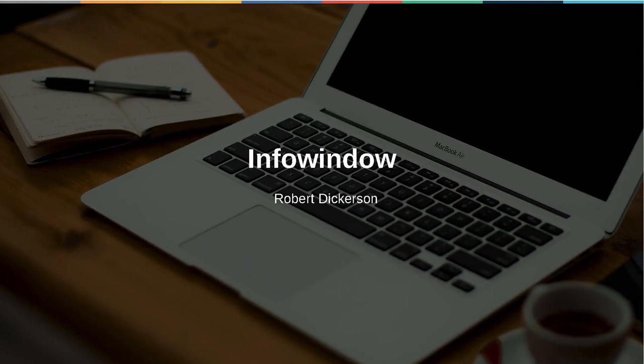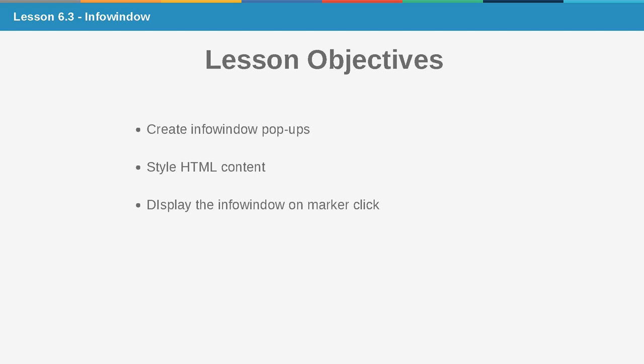Displaying a marker on a map is useful, but we want users to be able to interact with it and get more information about the point of interest. This is why info windows were created. An info window is just a pop-up that contains HTML or plain text and can be triggered when a user clicks on a marker. In this lesson, you will learn how to create an info window, create and style the HTML content for the window, and then associate the info window with a marker click event.